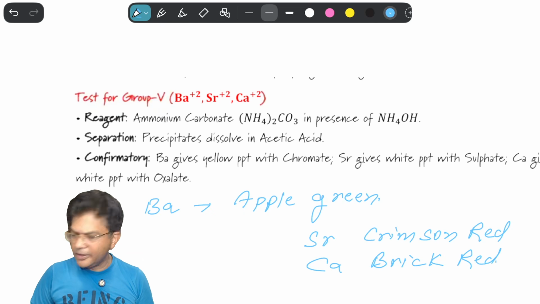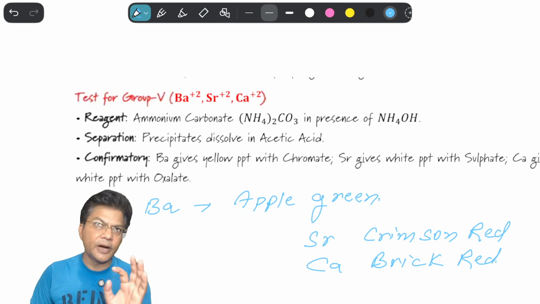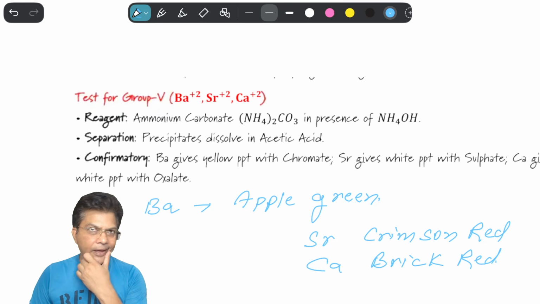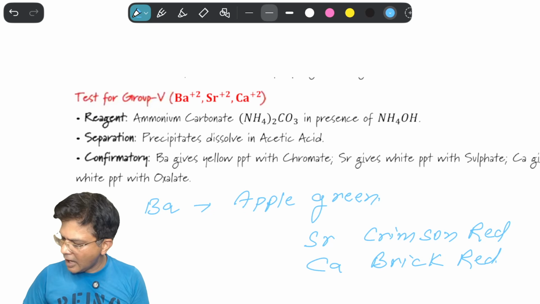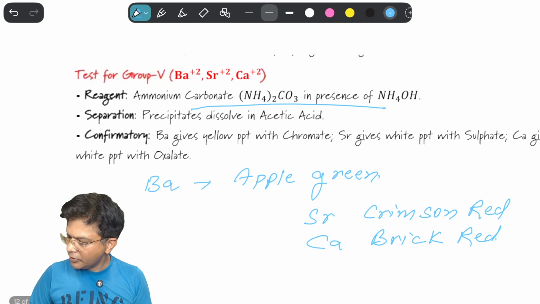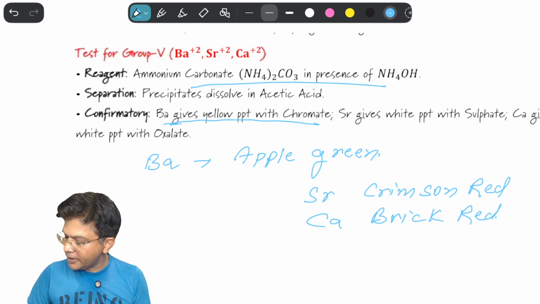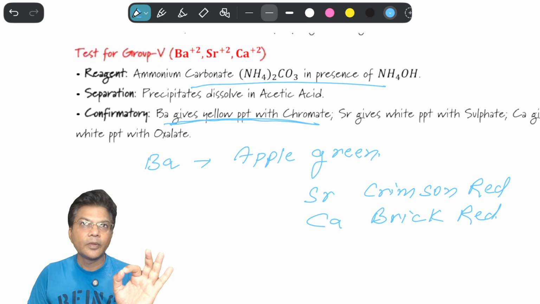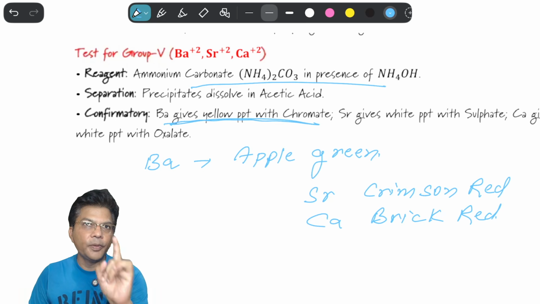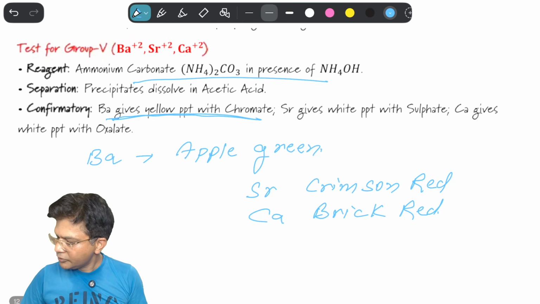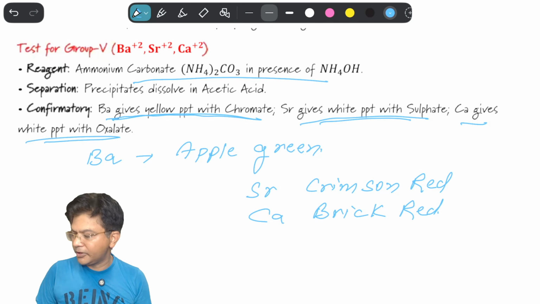Now, the group reagent is ammonium carbonate and ammonium hydroxide, and they are precipitated as their carbonates. So, you see, barium gives yellow PPT with chromate, barium chromate, banana. Chromates are yellow. Barium chromate and sodium chromate, they are yellow. Strontium gives white PPT and calcium gives white PPT with oxalate.